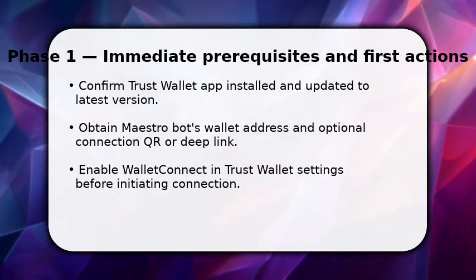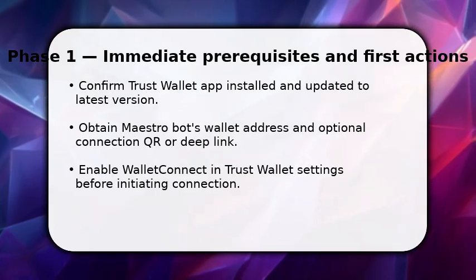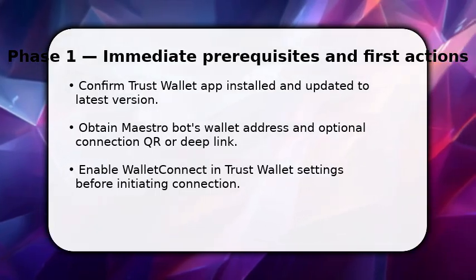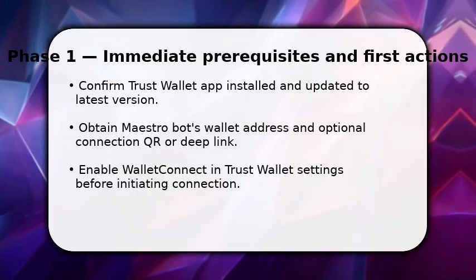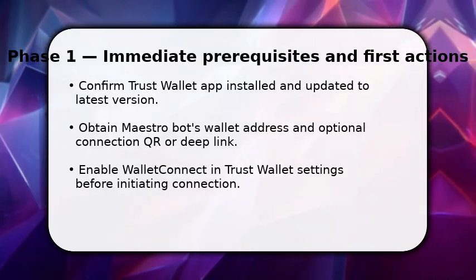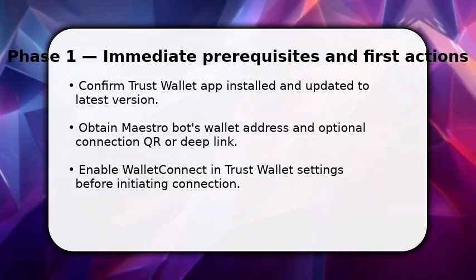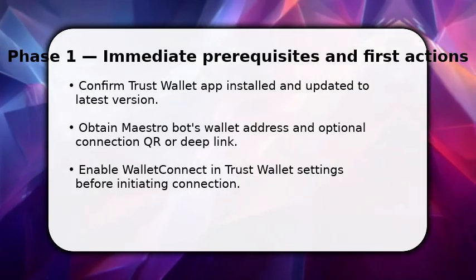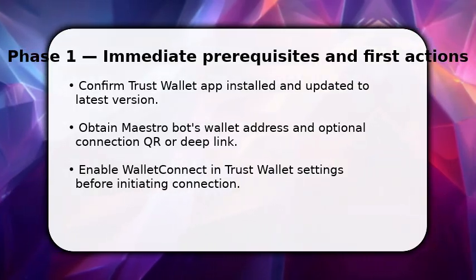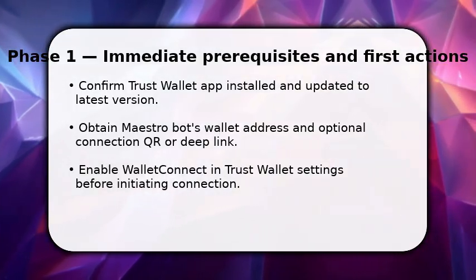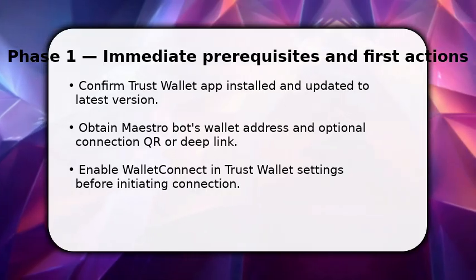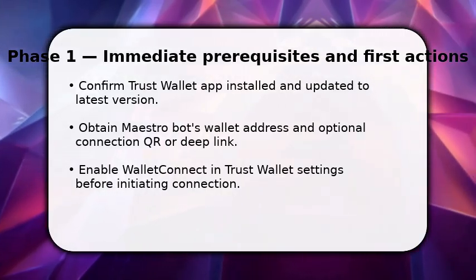You start by confirming Trust Wallet is installed and updated. This prevents protocol mismatches. Once done, get Maestro Bot's wallet address or its Wallet Connect QR/deep link. That's your handshake. Next, open Trust Wallet and enable Wallet Connect in settings. This prepares the app to accept external dApps. You do this first because Wallet Connect mediates secure signing.